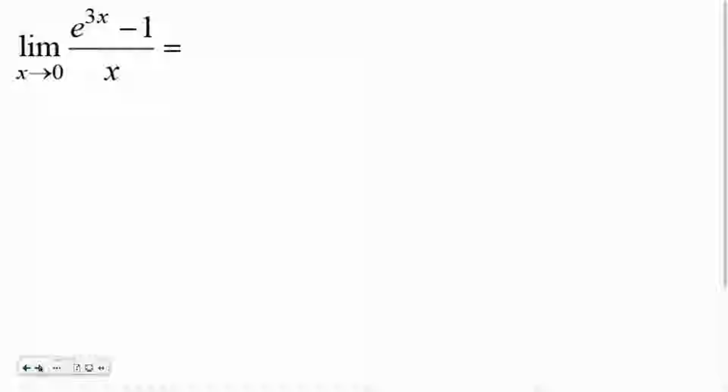No, we're never done. e to the 0 is 1, right? Yes, e to the 0 is 1. So when we try to evaluate this limit, we get 0 over 0. That is an indeterminate form. Let's apply L'Hopital's rule.